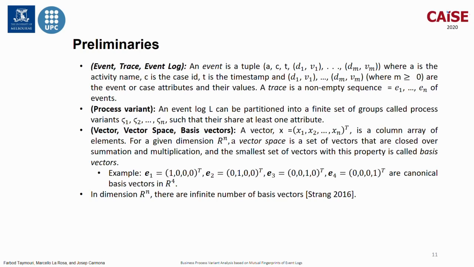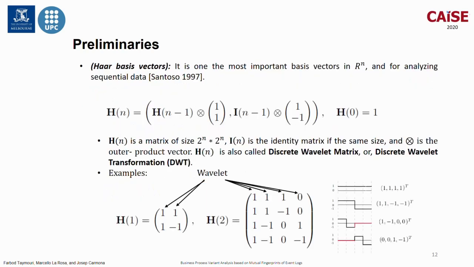A vector is a column array of elements, and if a set of vectors is closed under multiplication and addition operators, it is called a vector space. The smallest such set is called basis vectors. It must be noted that in Rn there are infinitely many basis vectors. Standard basis vectors are among the most important basis vectors in Rn.